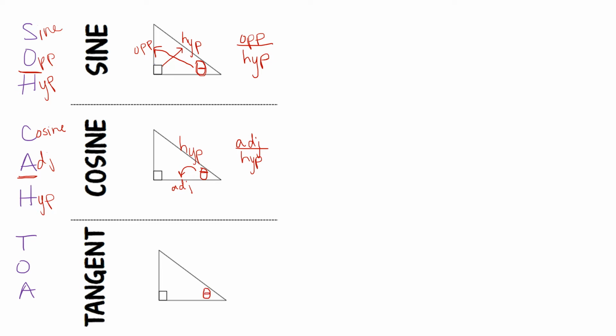So again, we got that reference angle, but tangent, again, the T in TOA stands for tangent. The O stands for opposite, and the A stands for adjacent. So we're going to put opposite over adjacent this time.